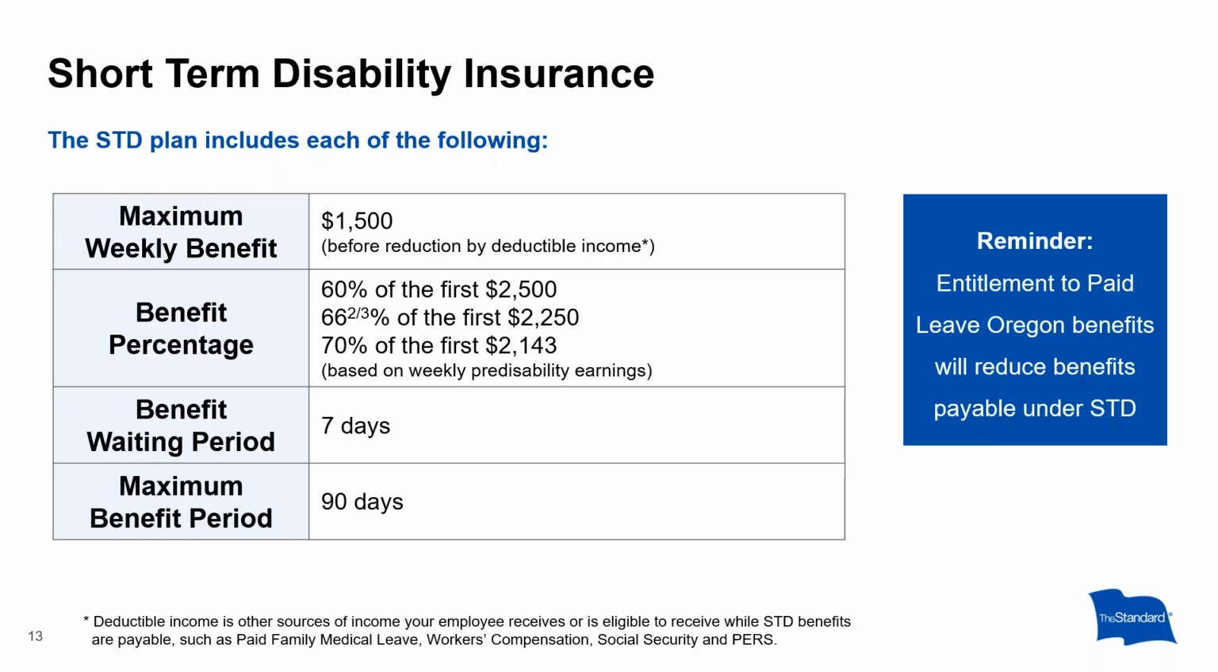With short-term disability, this is going to be benefits that are payable to you after only 7 days of missing work. And this again is going to be dependent upon what's being made available to you by your employer. So there are varying benefit percentages. You have a maximum weekly benefit of $1,500. You have a maximum benefit period of 90 days, which is going to be the maximum length that benefits are payable.